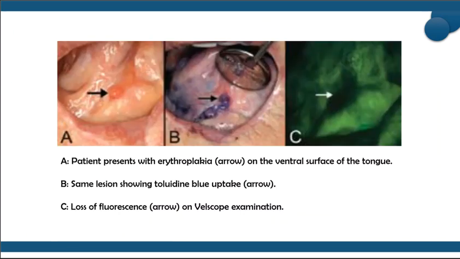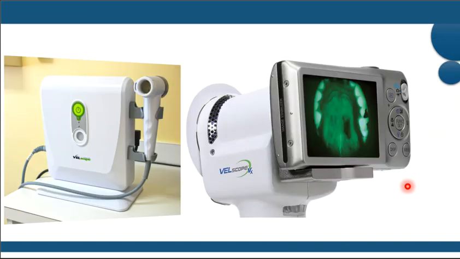Here the patient presents with erythroplakia, the arrow, on the ventral surface of the tongue. Some lesions show toluidine blue uptake, as you can see here. There is loss of fluorescence on the VELscope examination. Do you see? Here, this lesion does not show loss of fluorescence. The VELscope is a nice invention, right? I can take the camera and it captures the lesion instead of my eye looking at it.